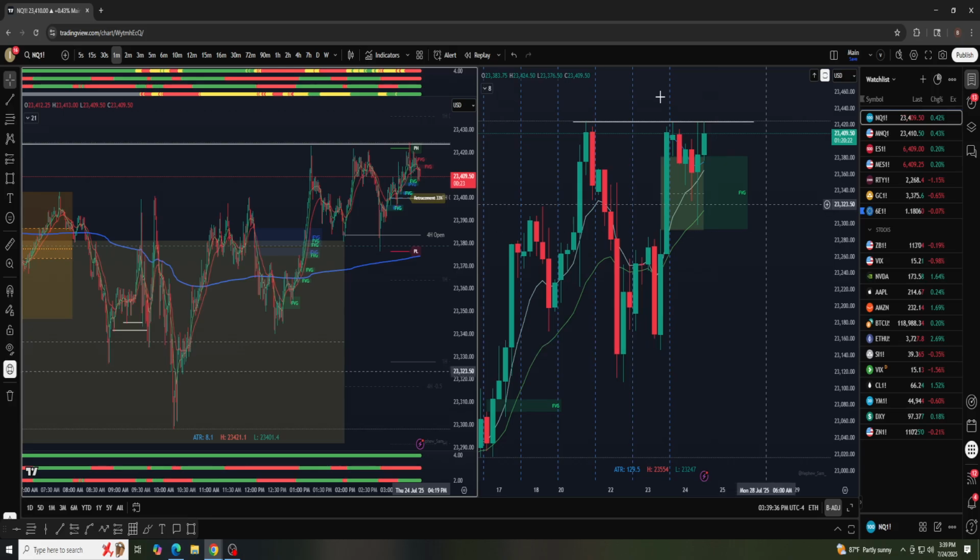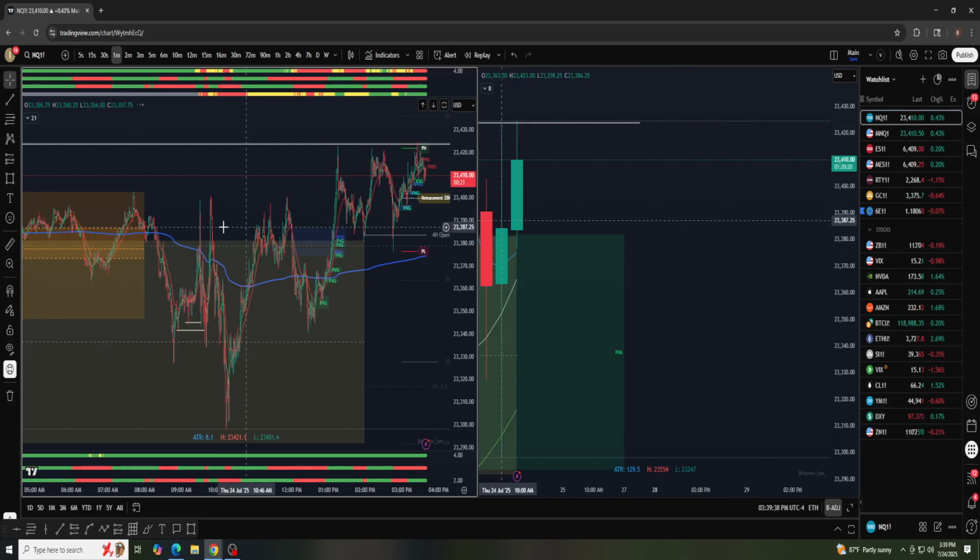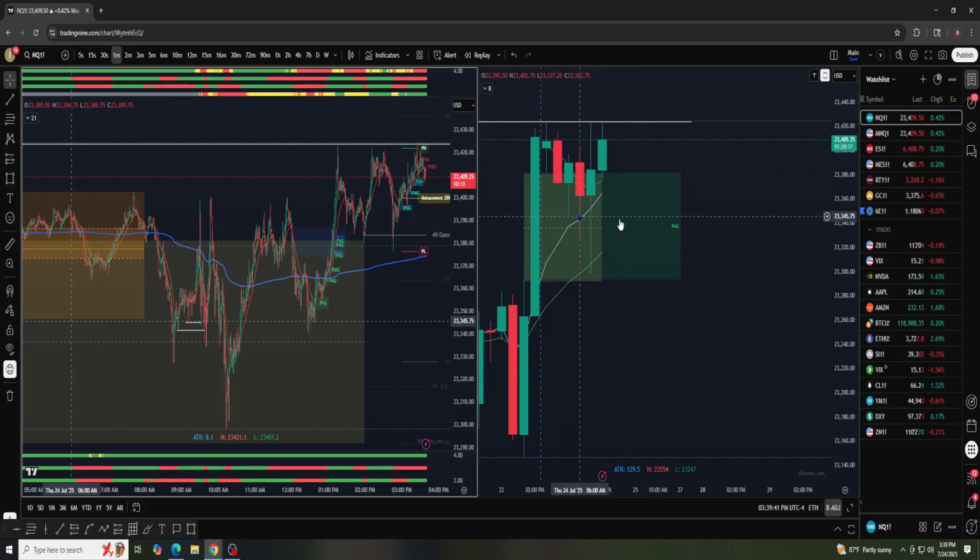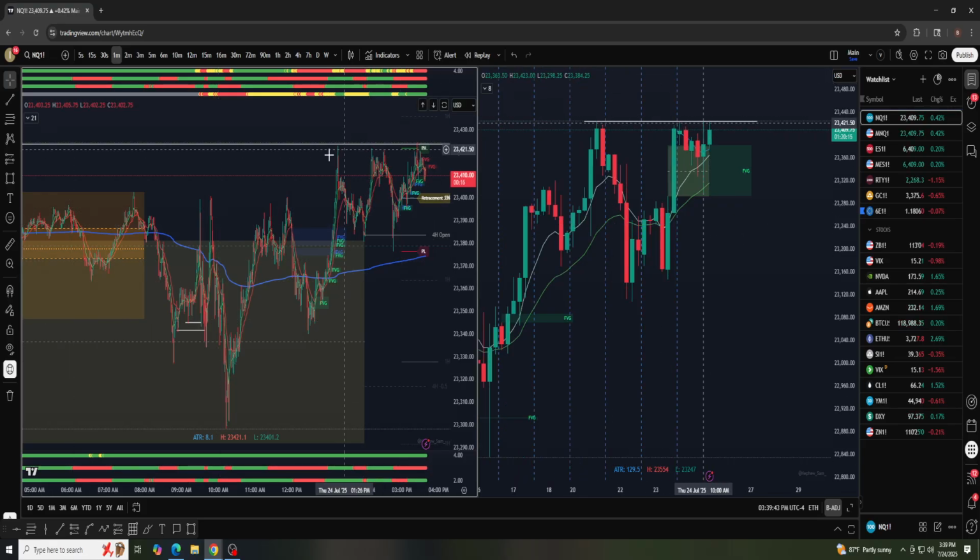So hope that helps. Again, using the higher time frame bias to pair it with the dots is what I'm gonna try to highlight more going forward.